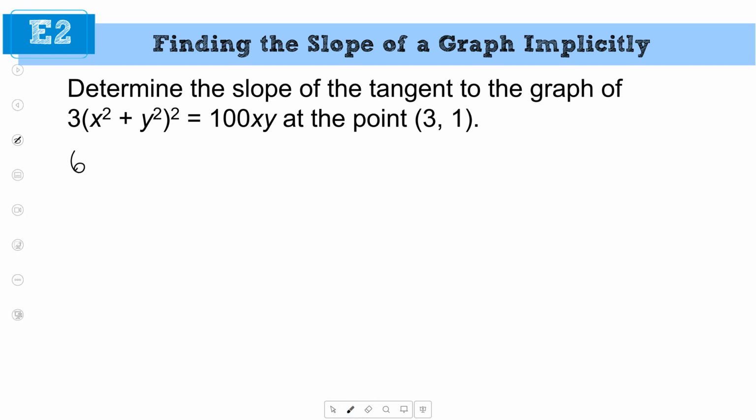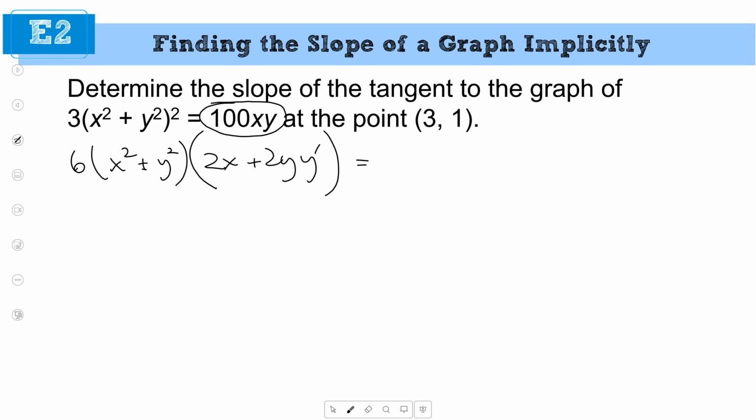Let's use black. I get 6 times (x squared plus y squared) times (2x plus 2y y prime) equals, uh-oh, product rule, 100y plus 100x y prime. All right, so look at that for a second and make sure you understand where each of those little tidbits came from. The reason I didn't do this as a plain derivative problem is because you can see, hopefully you can appreciate, the difficulty of having to solve that for y prime. I'm not going to do that. I'm just going to plug in 3 and plug in 1, and whatever happens, happens.